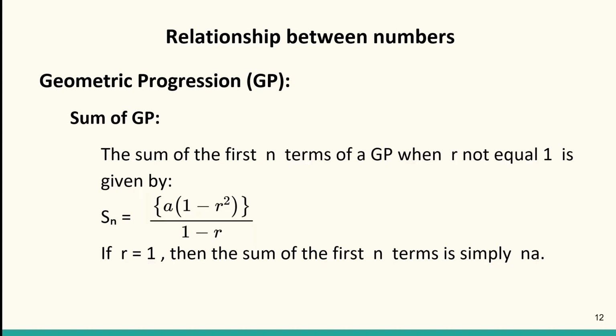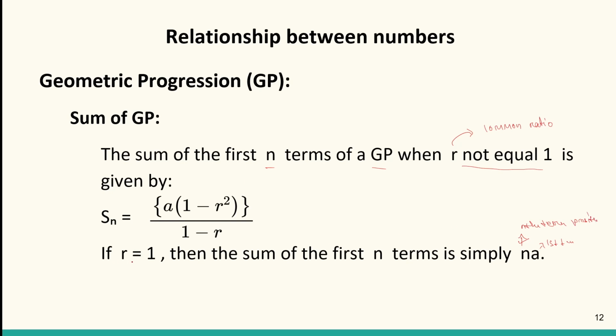Okay, so let's find out the sum of a GP. The sum of the first n terms of a GP when r is not equal to 1. What is r? R is here the common ratio, right? So if r is not equal to 1, then Sn is given by a into 1 minus r power n whole by 1 minus r. Okay, if r is equal to 1, then the sum of the first n terms is simply n into a. a is the first term and n is the position.